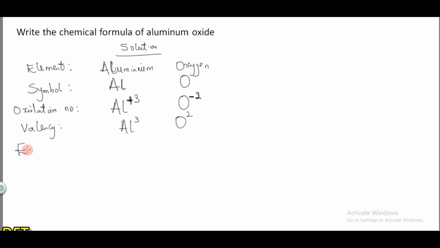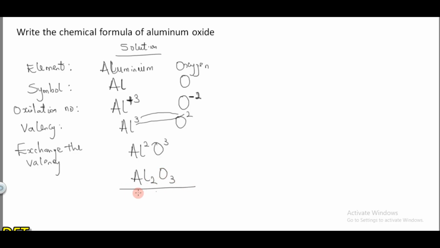So the next thing I would do is to exchange the valencies. So this 3 will meet the oxygen and this 2 will be transferred to the aluminum. So that will result in Al2O3, right? Then the next thing is to write them down. So this will be Al2O3. This is the formula for aluminum oxide.